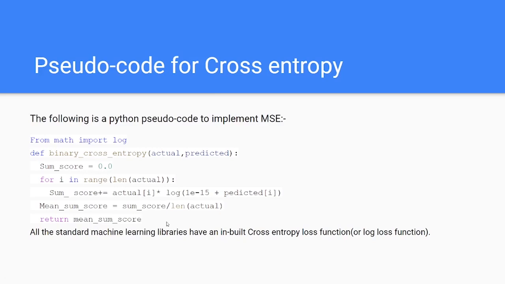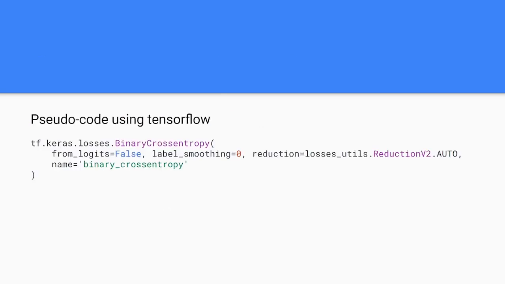All standard machine learning libraries have a built-in cross entropy function or a log loss function which can be used. So this pseudocode is just for understanding purposes. We'll most probably never be using this in our actual models. This is a pseudocode for implementing binary cross entropy in TensorFlow.